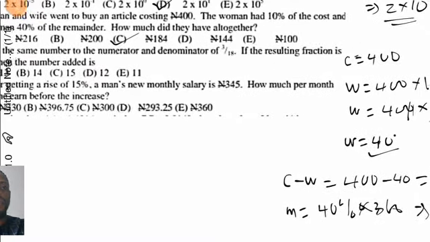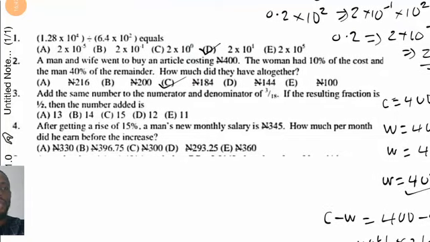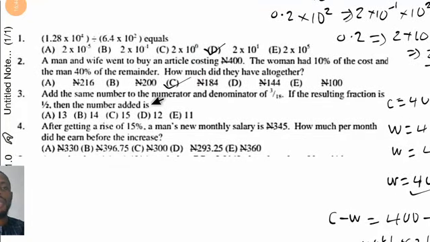Next question is question 3. Question 3 states: add the same number to the numerator and the denominator of 3 over 18. Let me zoom it out so you can see it more clearly. So the question says we should add the same number to the numerator and denominator of 3 over 18.